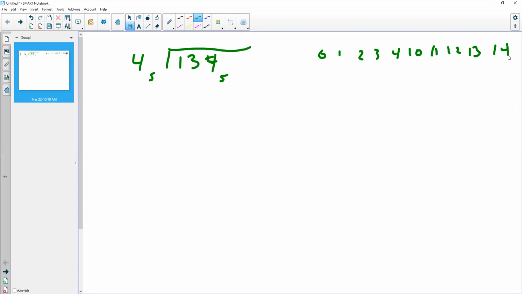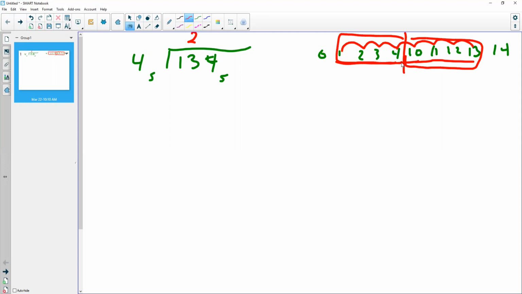4 goes into 1, not at all. 4 goes into 13. Well, let's look. Counting in base 5: 10, 11, 12, 13, and then 1, 2, 3, 4. So there are 2 fours inside of 13, 2 groups of 4. Here's one group of 4, and here's 2 groups of 4, right?